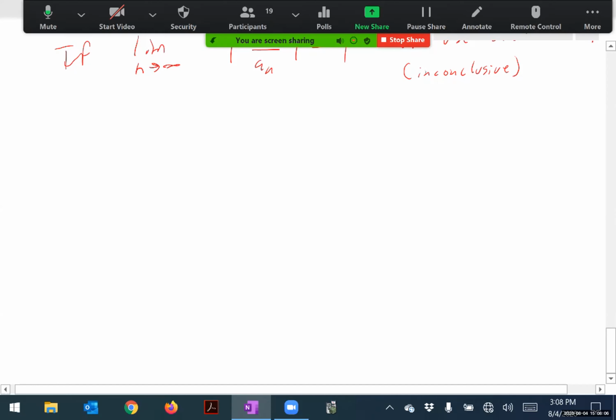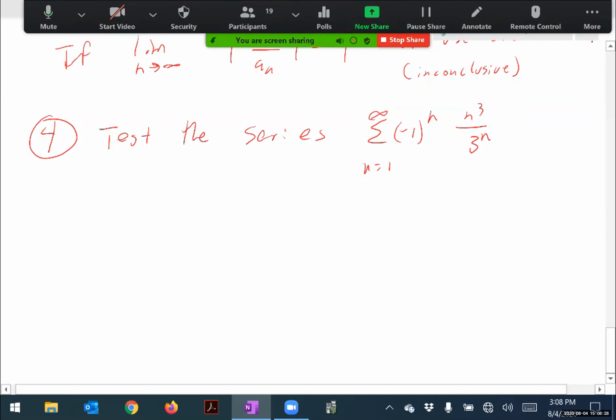Okay. So let's do a test here. Test the series, the sum from n equals 1 to infinity of negative 1 to the n times n cubed over 3 to the n, for convergence. I want to test this for convergence. Okay, so let's see how this works.